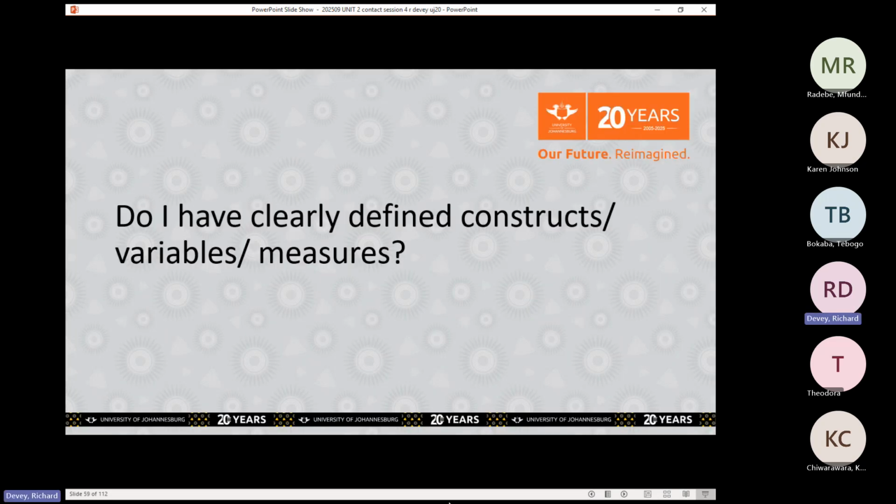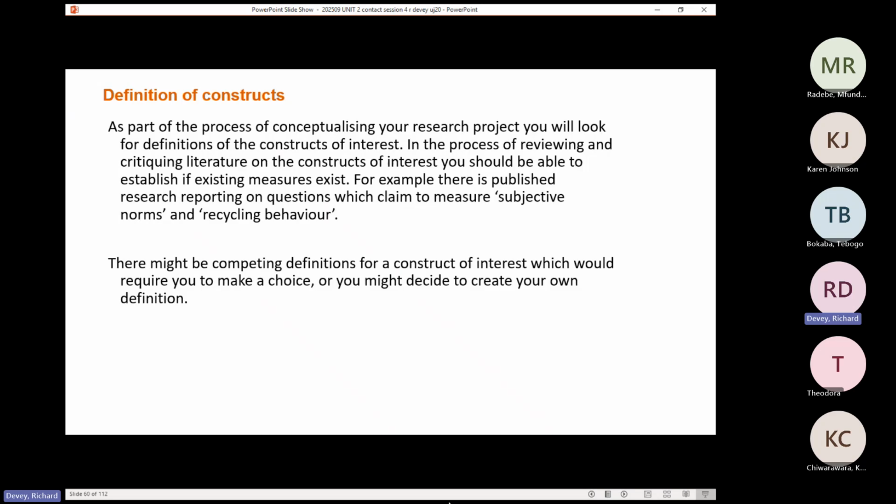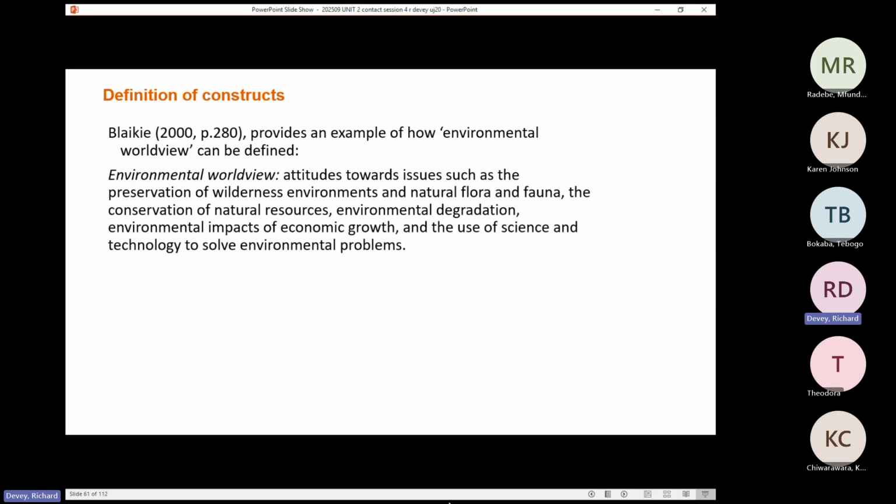All right, so do you have clearly defined constructs, variables, and measures? We're repeating here what we've already covered: when we do a study, we've got concepts that we want to measure, and then we have to define those constructs, and then we have to operationalize them. We have to say how they're going to be measured, and we can use the questionnaire to achieve that operationalization. So this is just covering that particular issue.